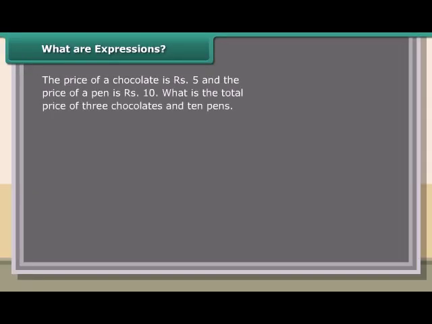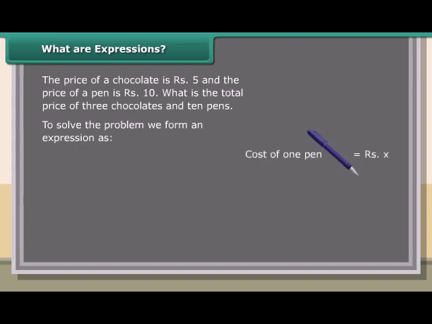What are expressions? The price of a chocolate is ₹5 and the price of a pen is ₹10. What is the total price of 3 chocolates and 10 pens? To solve the problem, we form an expression. Cost of 1 pen is equal to ₹X. Cost of 1 chocolate is equal to ₹Y. Cost of 3 chocolates is equal to ₹3Y. Cost of 10 pens is equal to ₹10X.